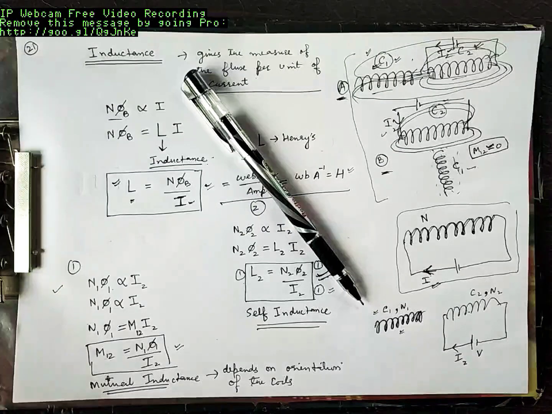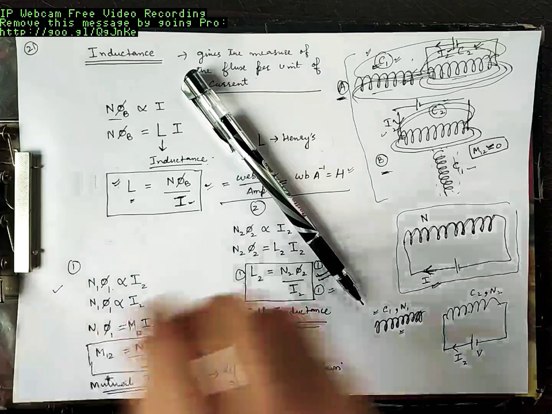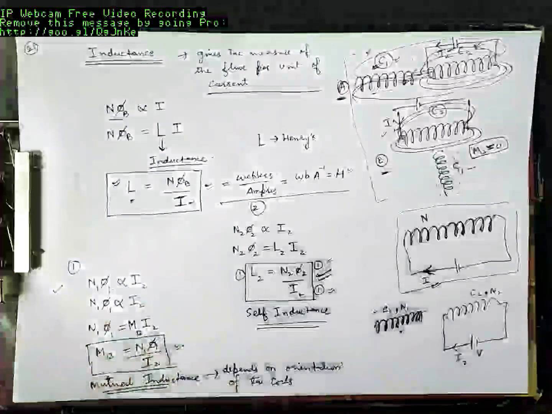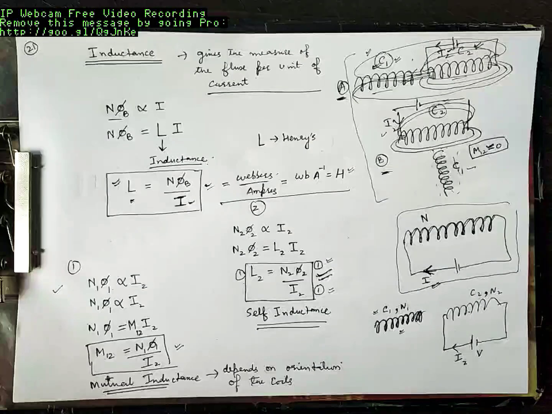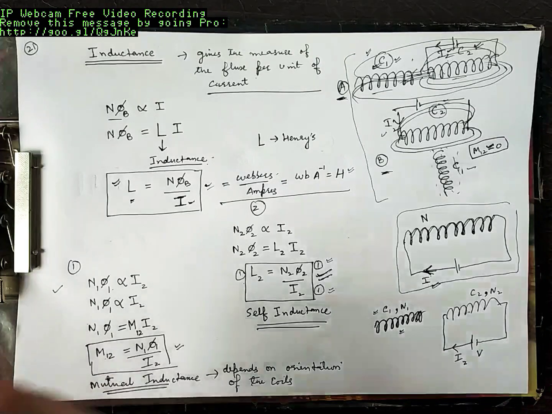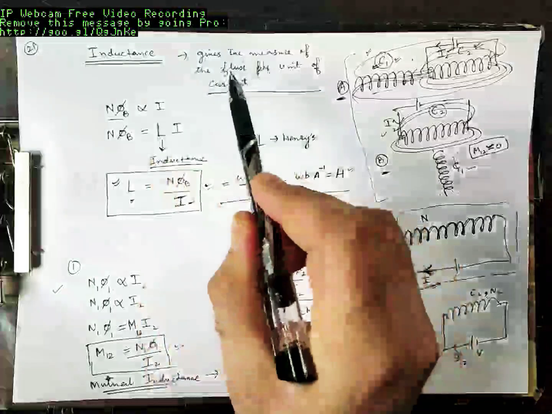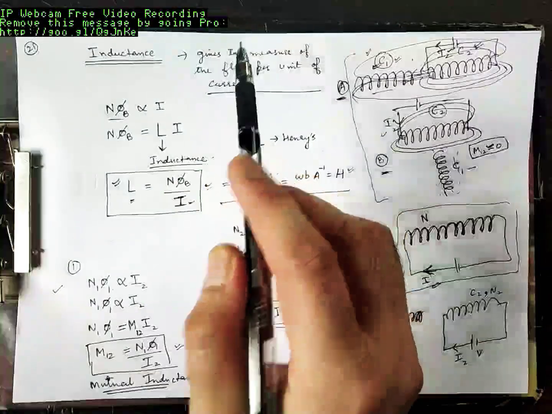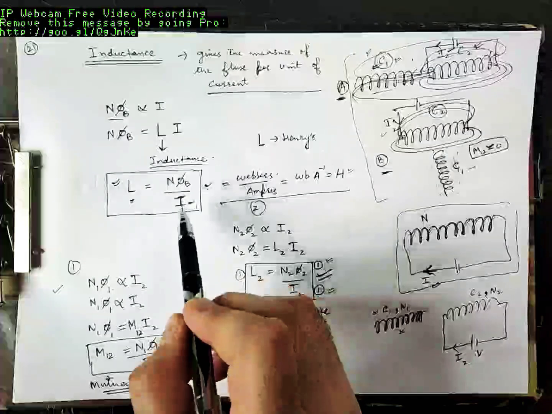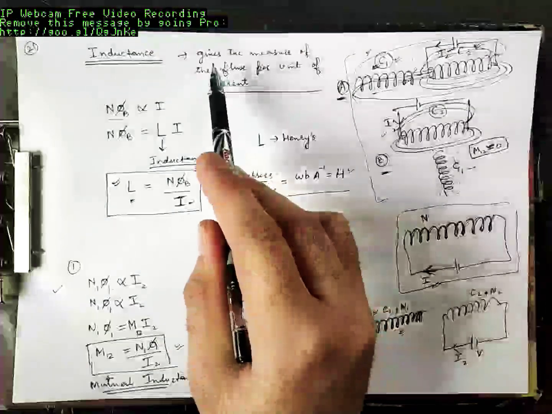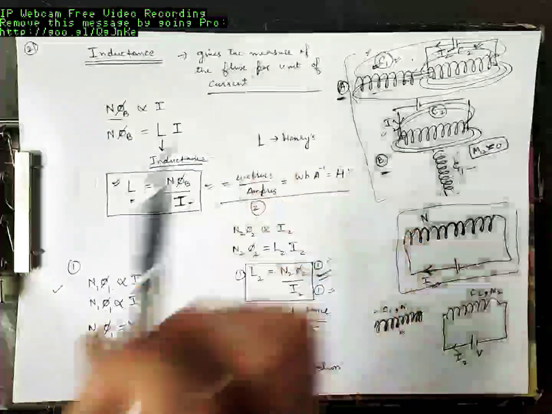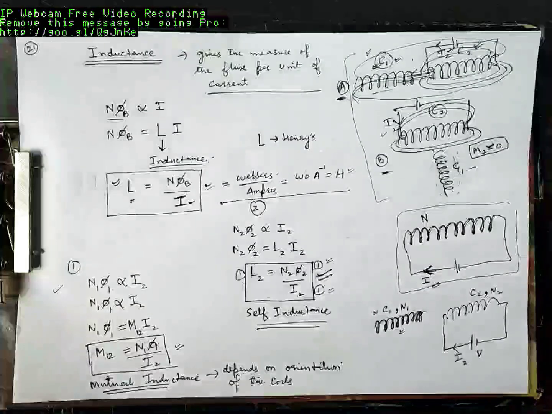In the last lecture, we discussed inductance. We defined inductance as the total flux per unit current linking a particular coil. In other words, inductance was defined as N phi divided by I, that is, it gives us the measure of the flux per unit of current established in a coil.